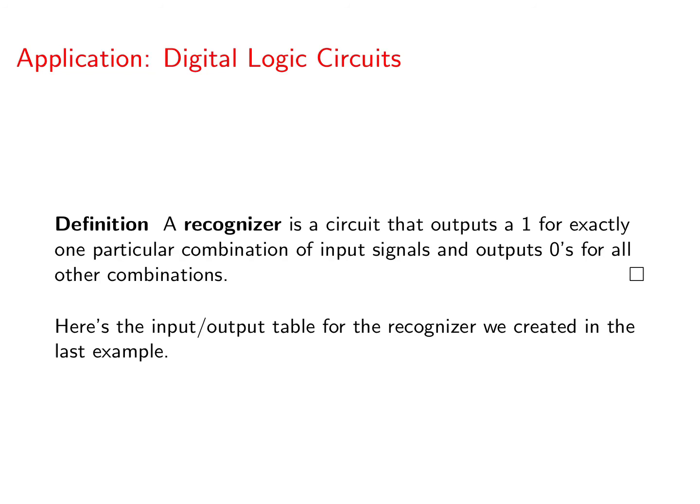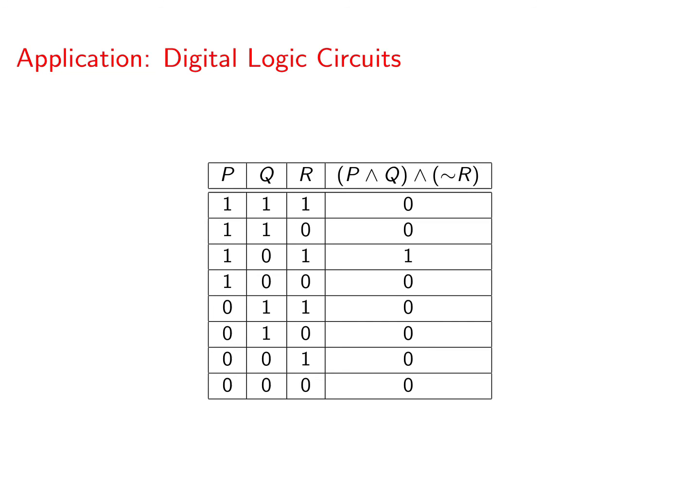So here's the input-output table for the recognizer that we created. It just looks like this. You should see that for this combination of inputs, P equals 1, Q equals 0, R equals 1, is the only input in which we get a 1. All the other ones, we got an output of 0. So that's what a recognizer looks like. We're going to be using recognizers as fundamental building blocks to be able to create circuits for any type of input-output table that we want to create.